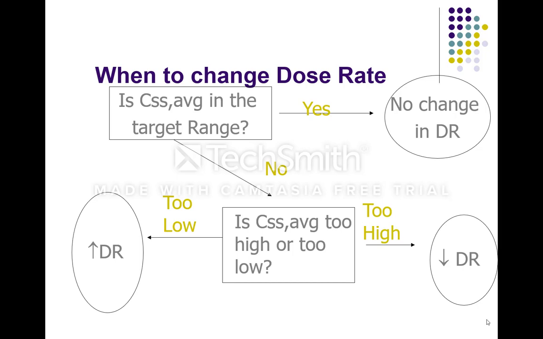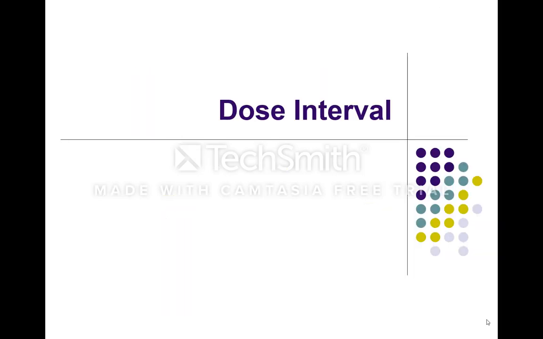If your CSS average is too low, guess what you do? You increase the dose rate. If it's too high, you decrease the dose rate. This is not hard, right? But this is what I want you to remember, that you might forget in the time of a quiz or a test or the time when you're really stressed out. Do I want to change the dose rate? I will ask you this many, many times in different situations. And I want you to train your brain to think, is CSS average where I want it or not? And then work from there. Even if the peak is in the toxic range? Right. Okay, dose interval.